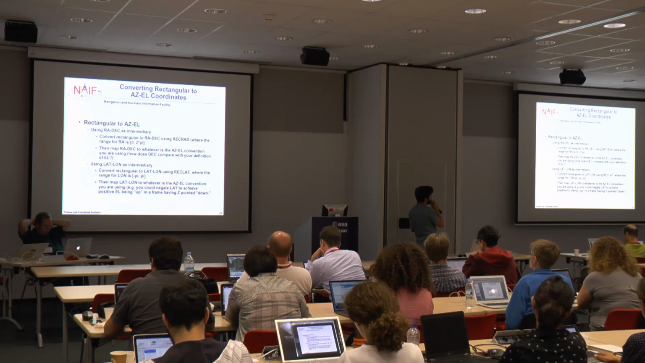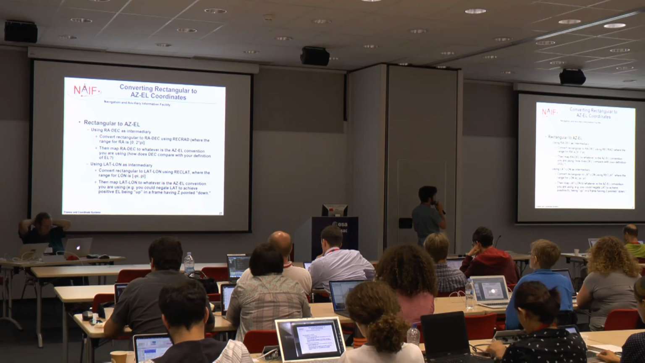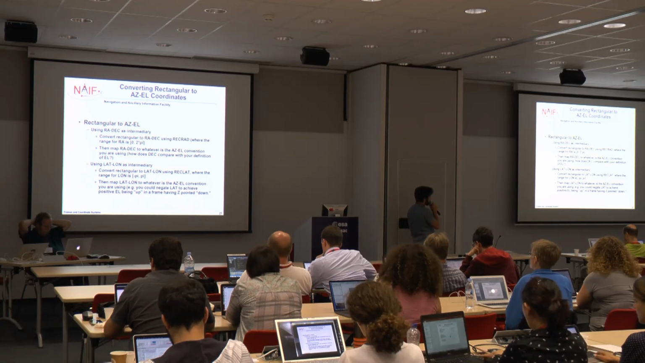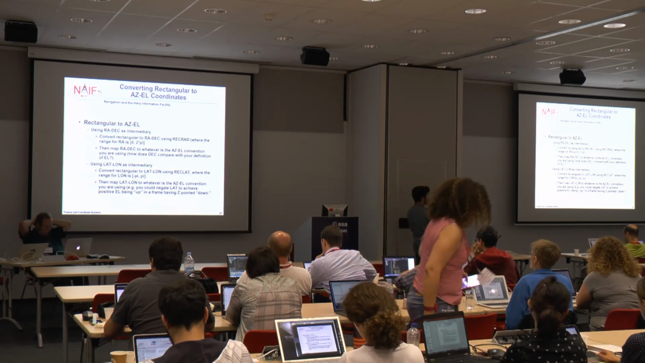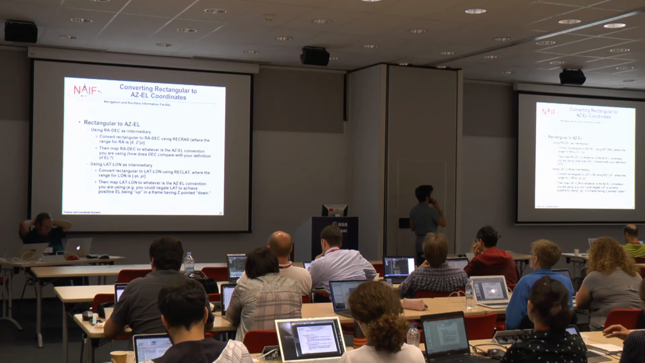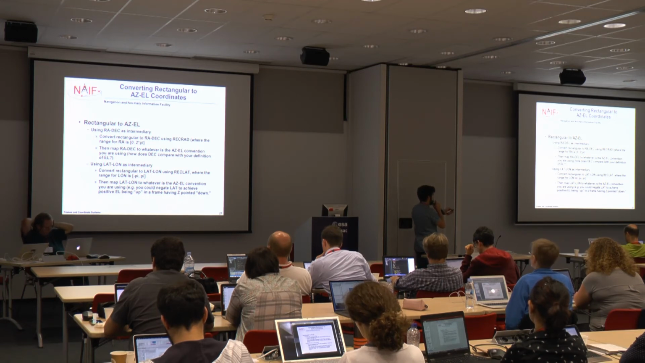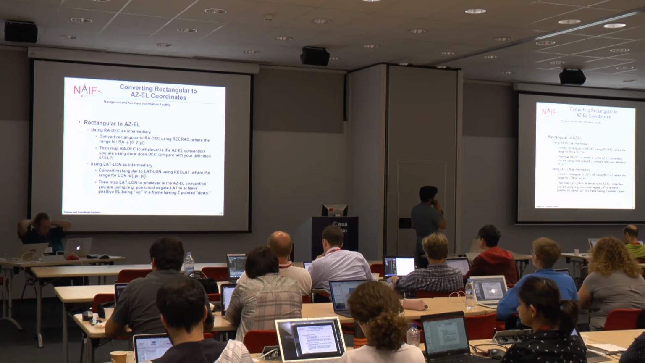Another option is using latitude and longitude as an intermediary. In this case, we convert rectangular to latitude and longitude using reclat, where the range is from minus 180 to 180, and then we can map this latitude and longitude to whatever our azimuth elevation convention is. Okay. There's another tip here: for example, you could negate latitude to achieve positive elevation being up in a frame having z pointed down. Okay, so don't let your head explode with this.